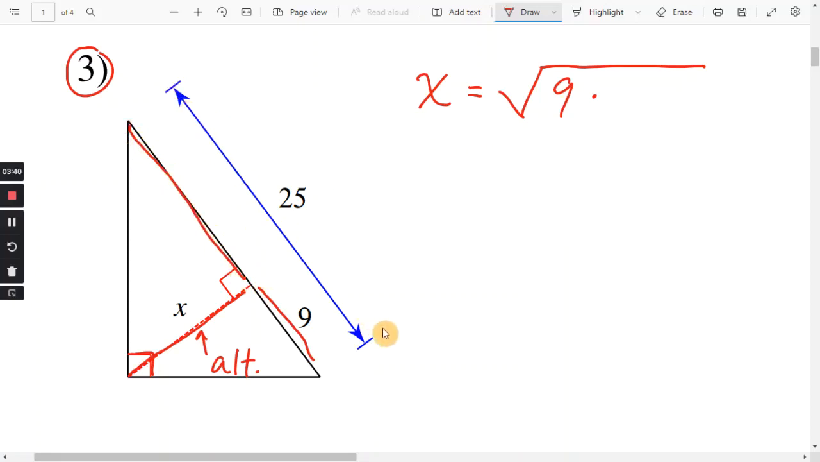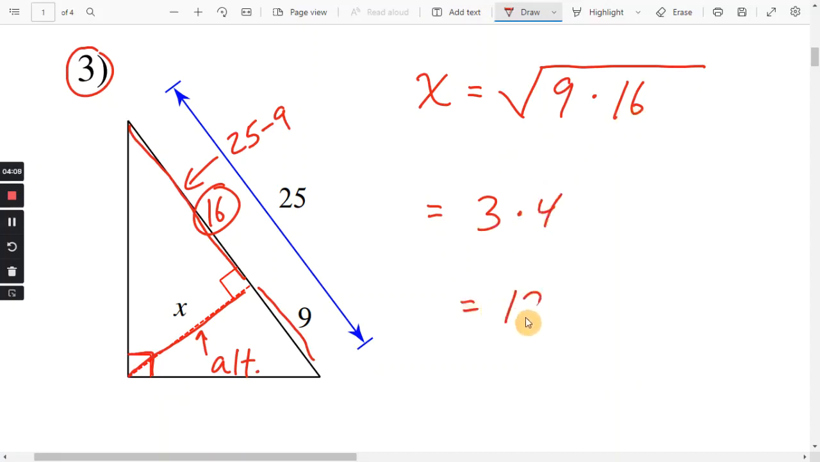Okay, the whole thing is 25, and this is 9. So this right here is just going to be 25 minus 9. Okay, so that is 16. All right, so we have the square root of 9 times 16. Square root of 9 is 3. Square root of 16 is 4. And that equals 12.